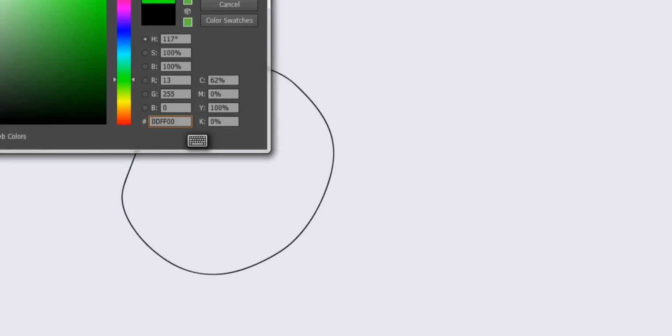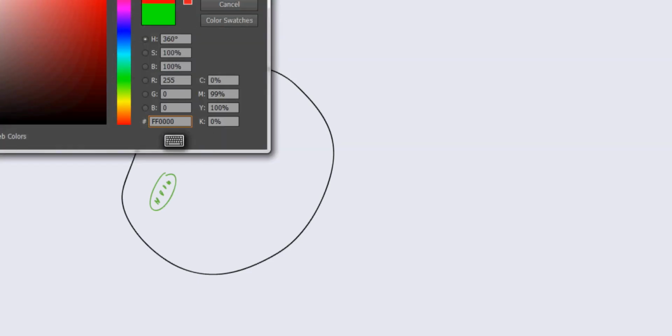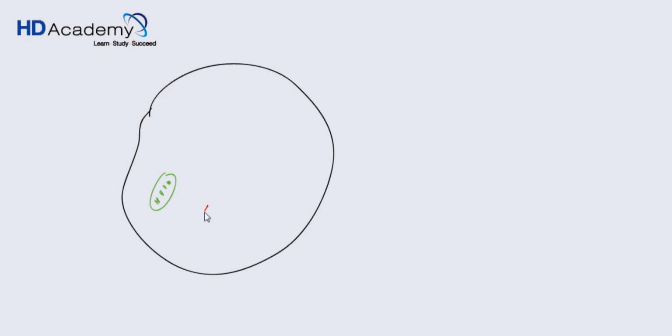So let's try some new colours. We'll get green for chloroplast. As you know, this is where photosynthesis occurs, and it sort of looks like this in shape. Okay, next I'm going to pick a new colour, probably red, for our mitochondria. Now these organelles do the opposite of chloroplast, so they break down glucose, and they sort of have this kind of cristae-like structure. There we go.